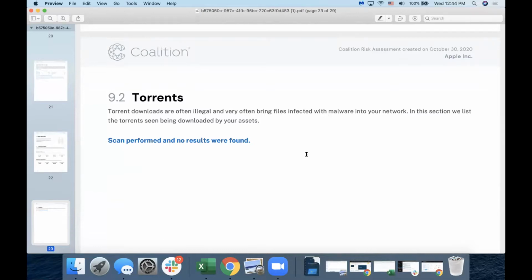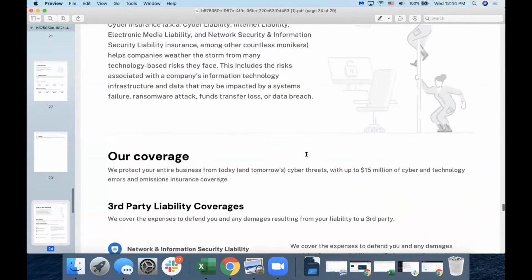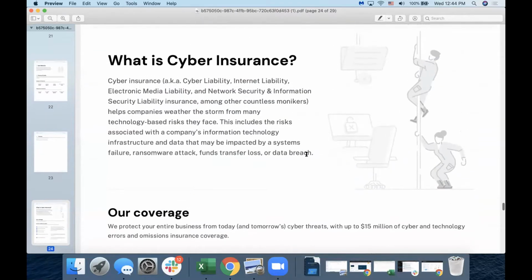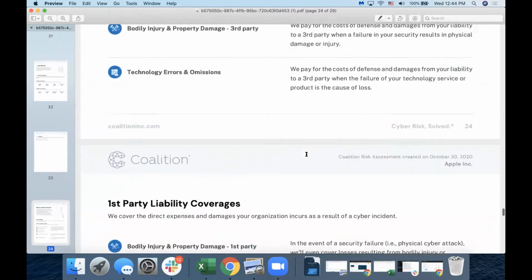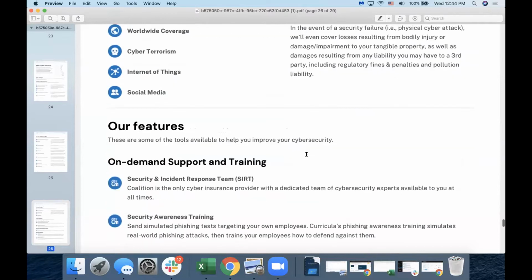Torrents, particularly in the world of everyone working from home, unfortunately, there are individuals logged into corporate networks who are downloading pirated movies or other content. When you do that, it often comes with malware. And so that's what this torrent section is here for as well. And then we just have a basic document around coverage, right? This is the one area that is static in the document currently.